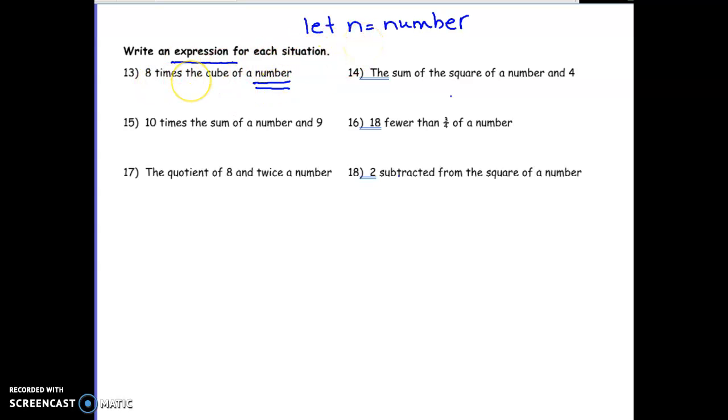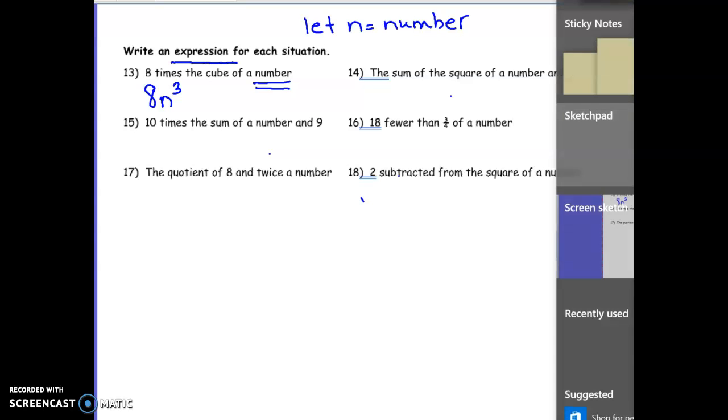So 8 times the cube of a number would just be 8n to the third power. Times means multiplication. When you multiply a number times a variable, you don't need a multiplication sign, you don't need a dot. You just put 8 and then n, and 8 becomes the coefficient. The cube means to the third power. So in that example, it would just be 8n cubed.